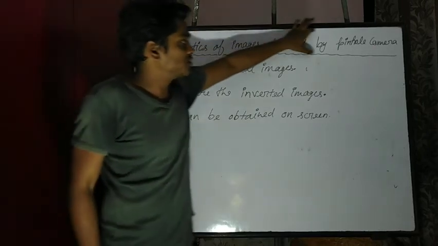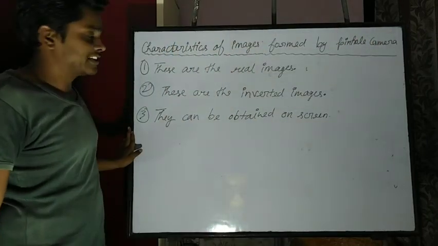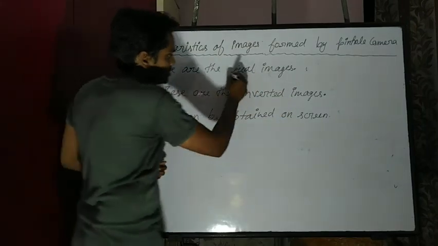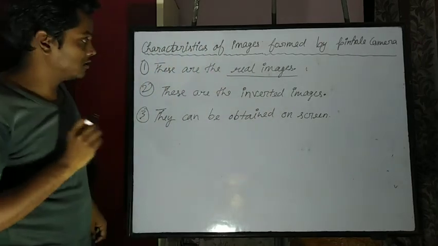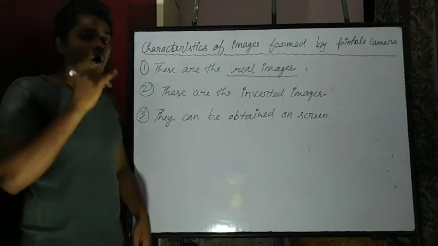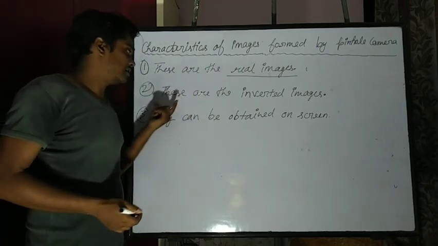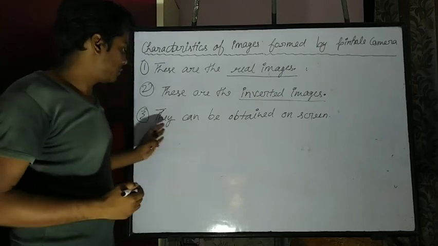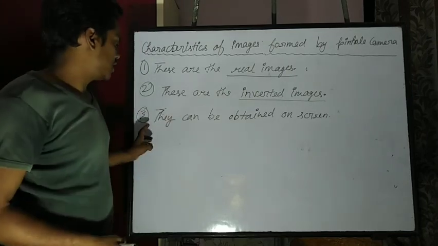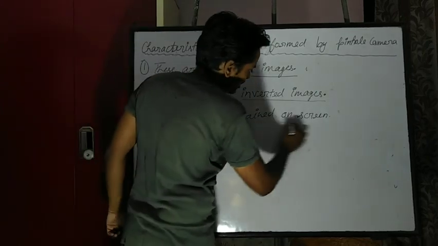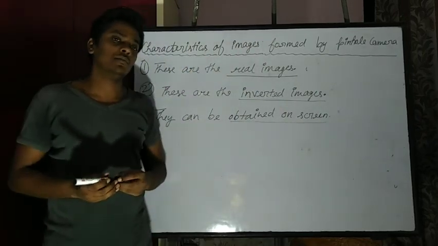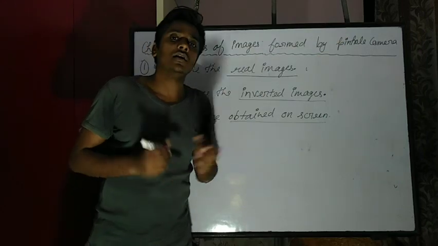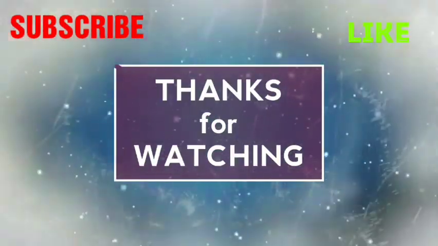Here are the characteristics of images formed by the pinhole camera. There are three characteristics. First, these are real images, and the properties of real images are the same as the properties of images formed by the pinhole camera. Second, these are inverted images. Inverted images means the top becomes the bottom and the bottom becomes the top of the object in the image. And the third is they can be obtained on a screen. All real images can be obtained on the screen. That's why the pinhole camera forms real images.